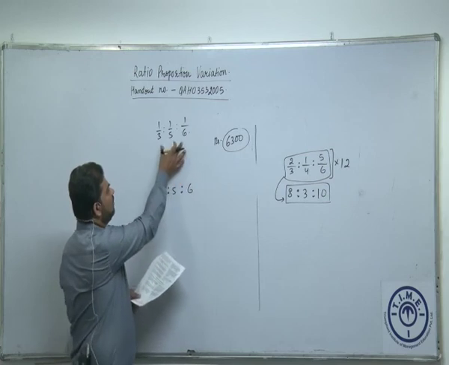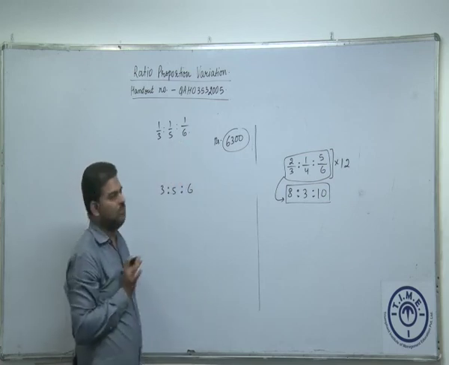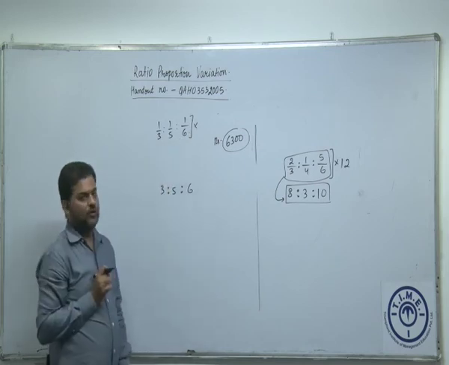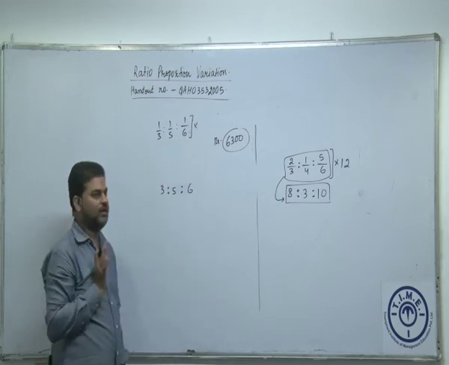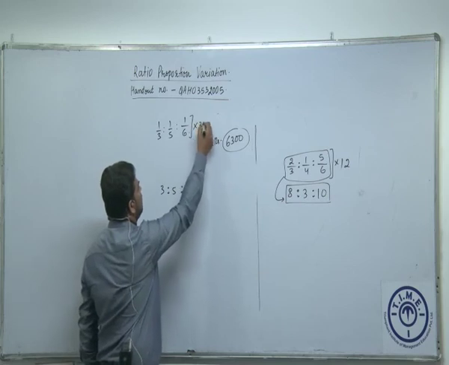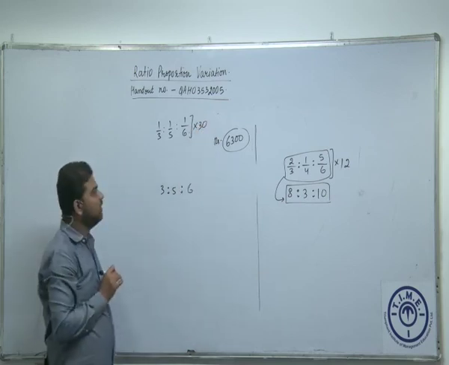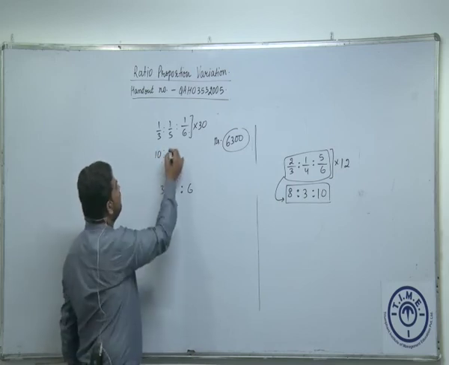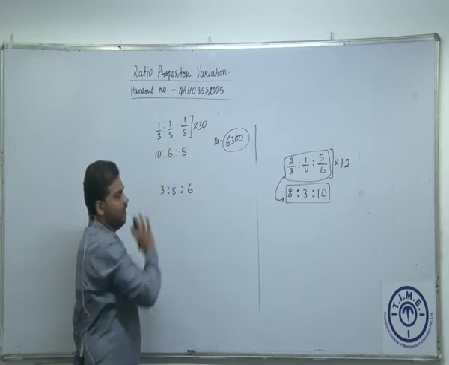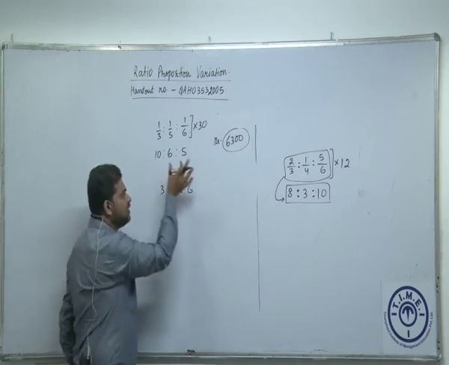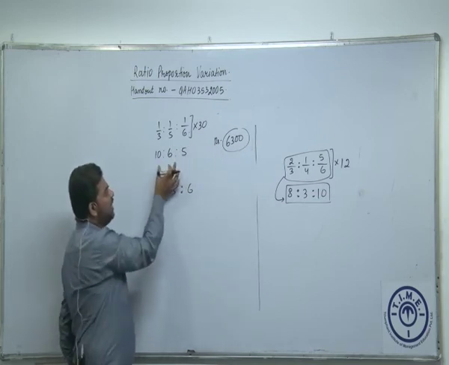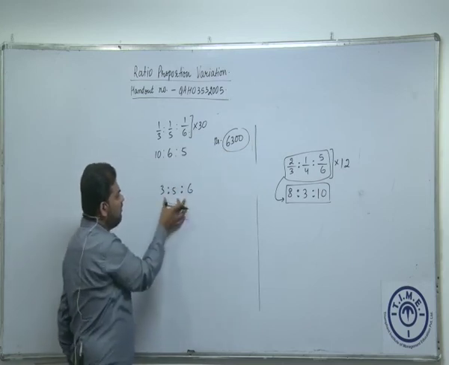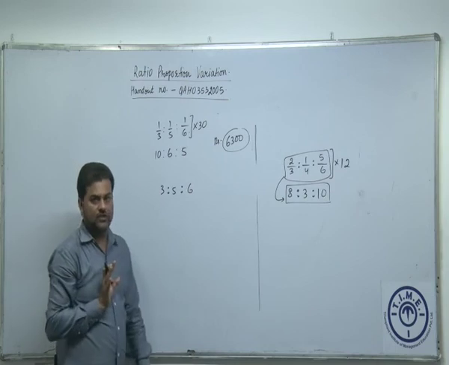First of all, let's convert this ratio into integer form. We just learned what the LCM of 3, 5 and 6 is. What is the LCM of 3, 5 and 6? It is 30. So let's multiply by 30 here. So here we get 10, here we get 6, here we get 5. So can I say this 6300 was intended to be divided in this ratio, but it has actually been divided in the ratio 3:5:6.